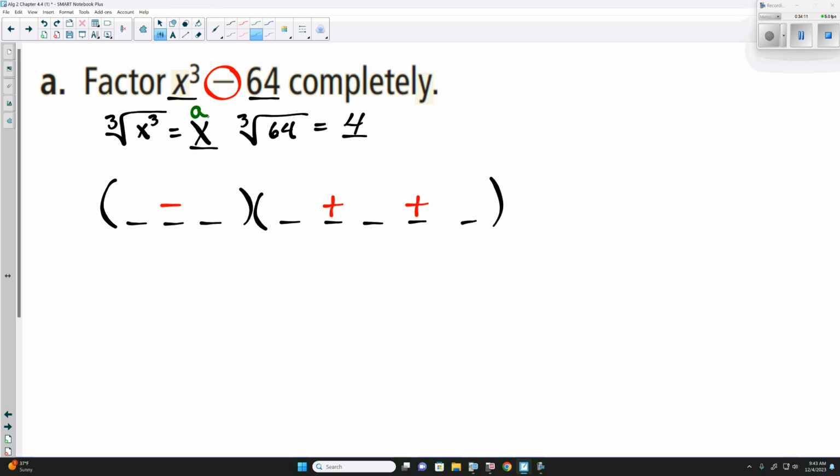X is our A, it's our first term. And in the first set of parentheses, we'll just have x. In the bigger one, in the first spot, we're going to have our a squared. We have x squared. In the middle, we're going to have x to the first. And the last one, we don't put anything in there.